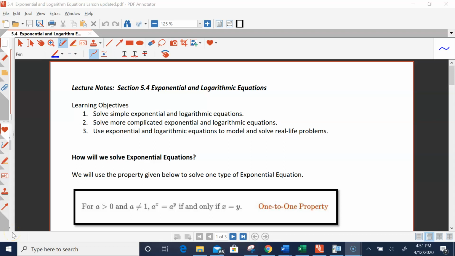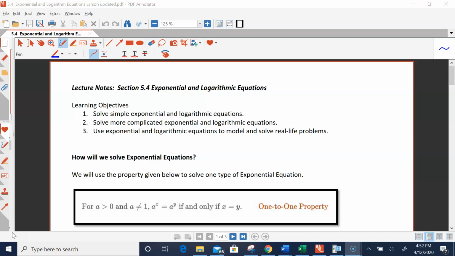Okay, finally, let's wrap up the work for this semester with section 5.4. Here in 5.4, we're going to concentrate on solving exponential and logarithmic equations. So we're going to go back to a couple of properties that we saw earlier with exponential functions and log functions called the one-to-one properties.